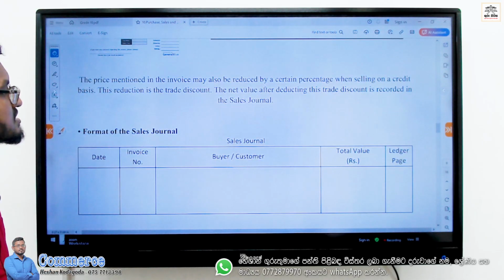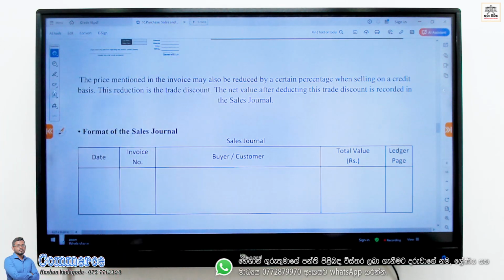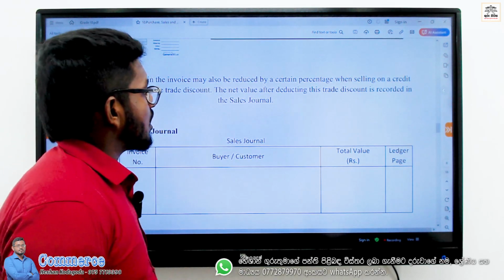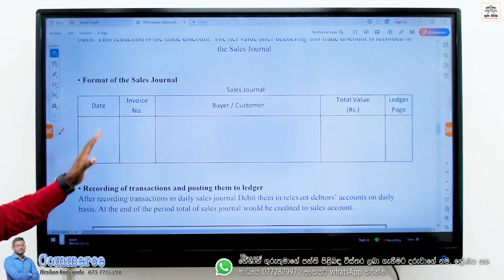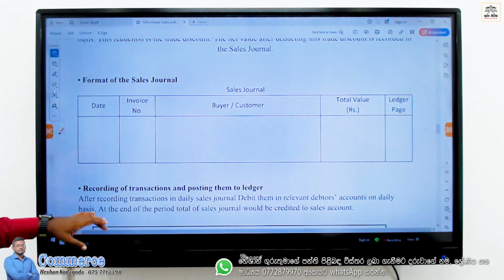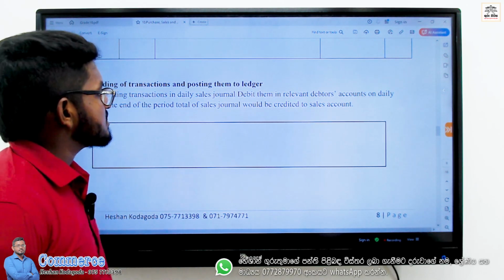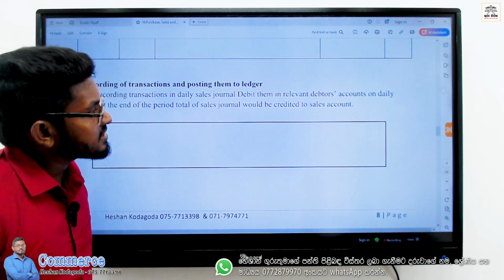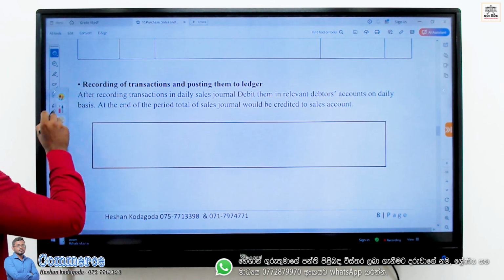The price mentioned in the sales invoice may be reduced by a certain percentage when selling on credit basis. This reduction is the trade discount. The net value after deducting trade discounts is recorded in the sales journal. You can see the format of the sales journal: date, invoice number, buyer or the customer, total value, and the ledger page. Okay. So, recording transactions and posting them to the ledger. After recording transactions in the daily sales journal, debit them to the relevant debtors account on a daily basis. At the end of the period, the total of the sales journal would be credited to the sales account. Okay, quickly let's write in here.